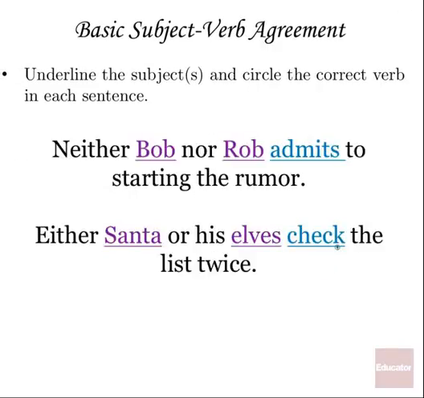And here we are. Neither Bob nor Rob admits to starting the rumor. Well, we have our nor, and Rob is what's closest to the verb. Rob is singular, so Rob admits. Either Santa or his elves check the list twice. Well, in this case, elves is what's closest to the verb, so we use the plural verb check.